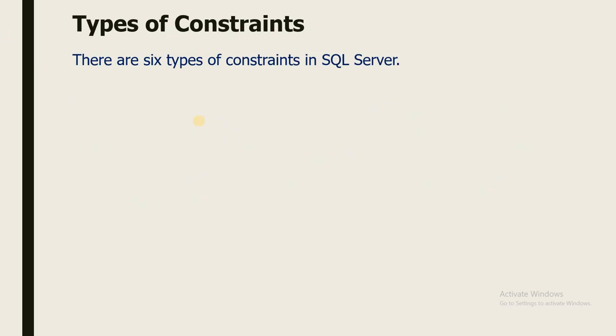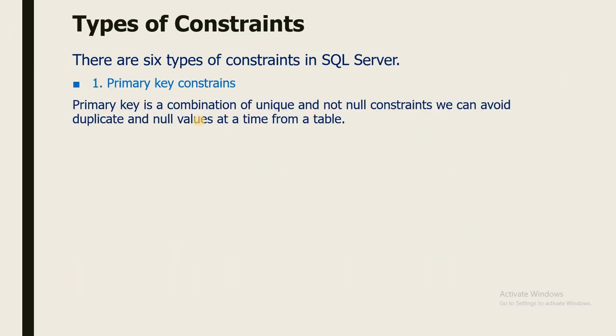There are 6 types of constraints in SQL Server. So the first one is the primary key constraint. A primary key is a combination of unique and not null constraints. We can avoid duplicate and null values at a time in a table.